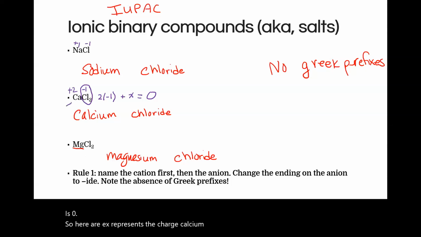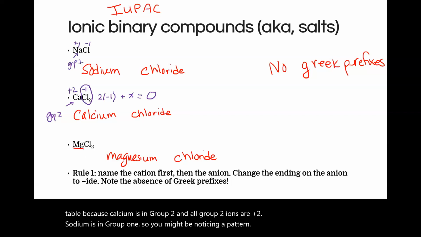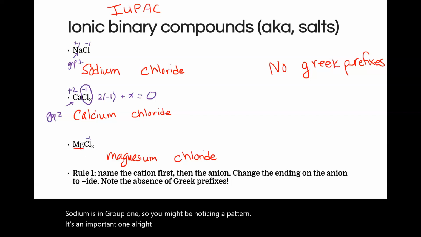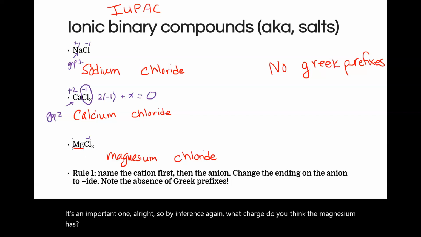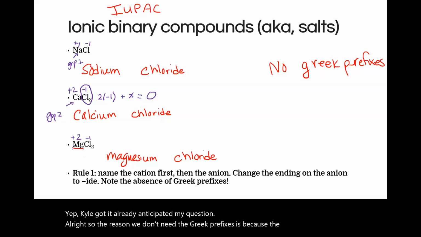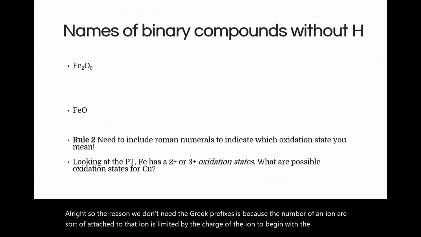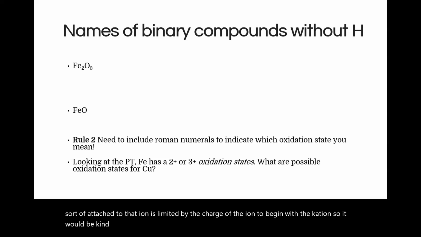So you can also get that from the periodic table, because calcium is in group 2 and all group 2 ions are +2. Sodium is in group 1, so you might be noticing a pattern. It's an important one. All right, so by inference again, what charge do you think the magnesium has? Oh, yep, Kyle got it already. You anticipated my question. All right, so the reason we don't need the Greek prefixes is because the number of anions attached to the cation is limited by the charge of the ion to begin with. So it would be kind of redundant, essentially.